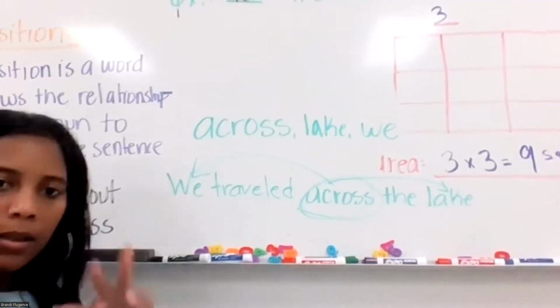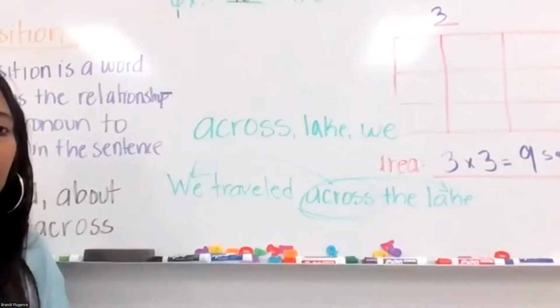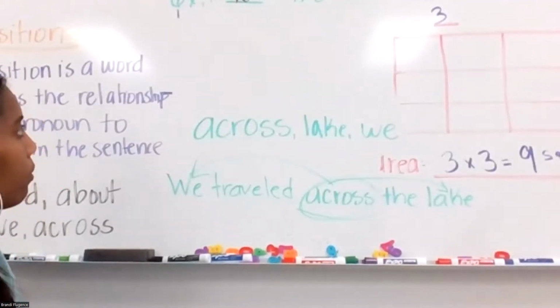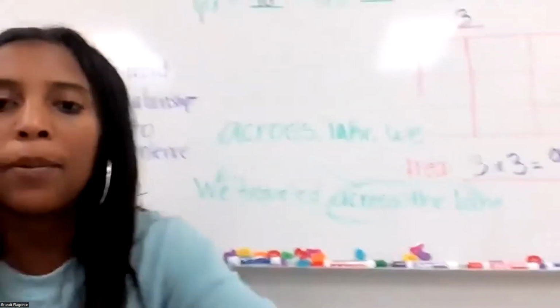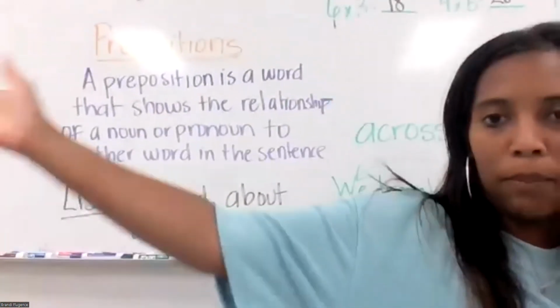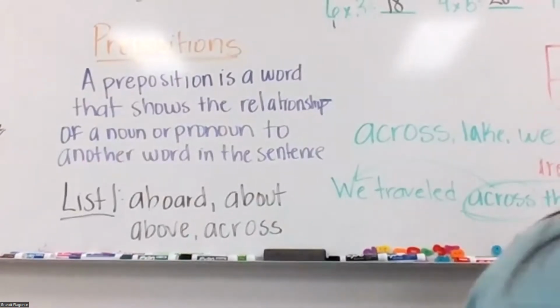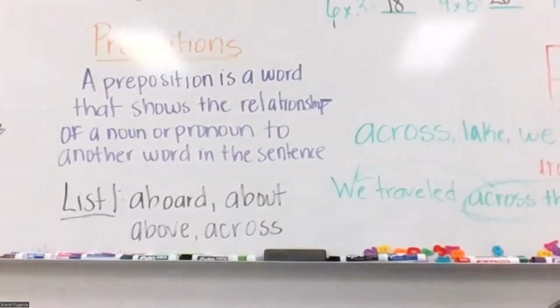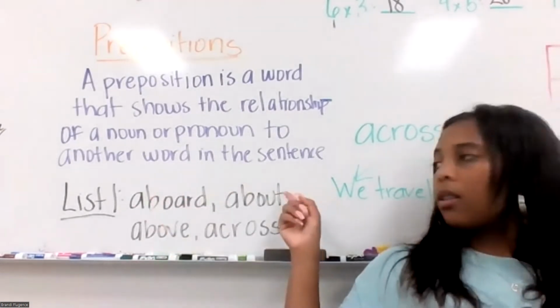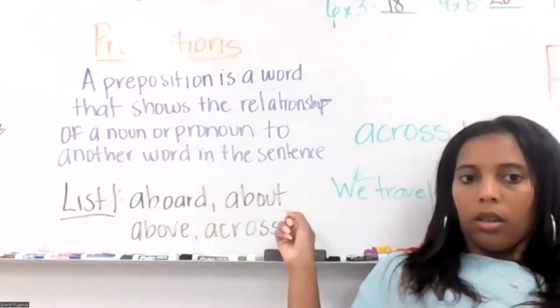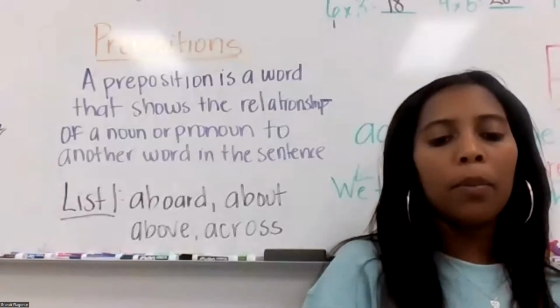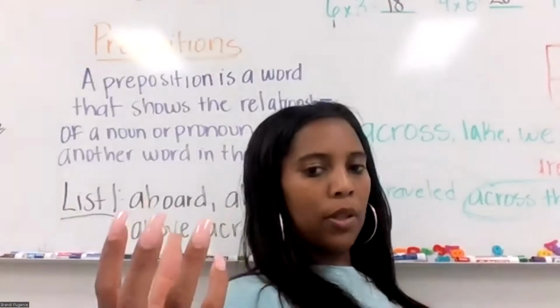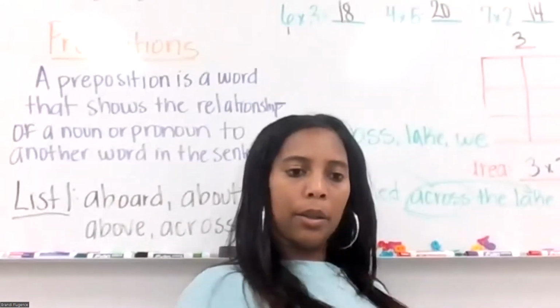Okay, got that written down? Okay, so we'll only practice these two today. We'll practice some more tomorrow and introduce list 2 tomorrow, okay? All right, so these are prepositions. Let's say it together. What is a preposition? A preposition is a word that shows the relationship of a noun or pronoun to another word in the sentence. All right, good. And what is list 1 prepositions? About, above, across. Good. So tomorrow we'll practice some more, showing how prepositions show the relationship, okay? All right, let's go ahead and go to your reading.